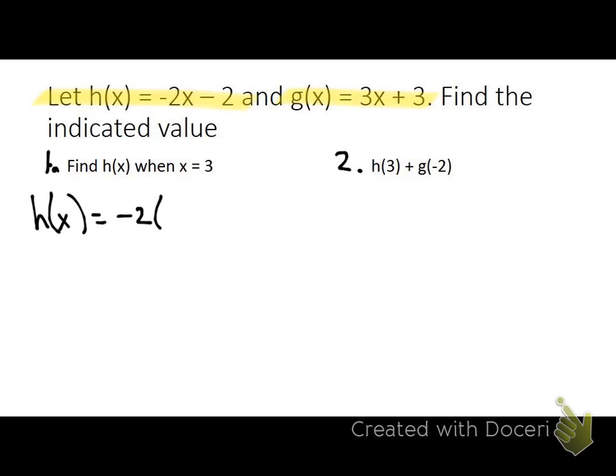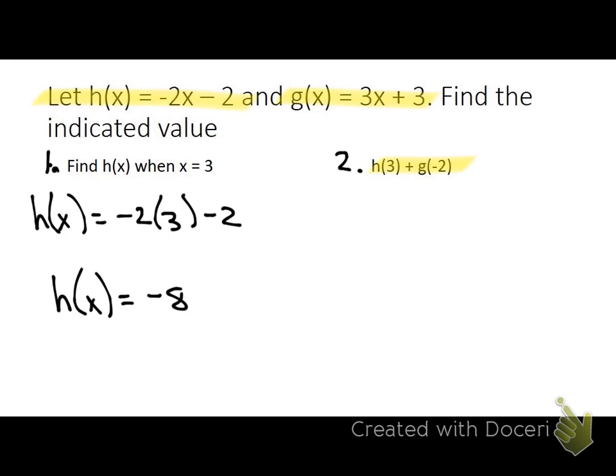And what did you get? Negative 8. Okay, so now look at number 2, because number 2 is a little more involved. It says find h of 3 and g of negative 2 and then add them together. So you're actually solving each one individually, and then you add their answers together.